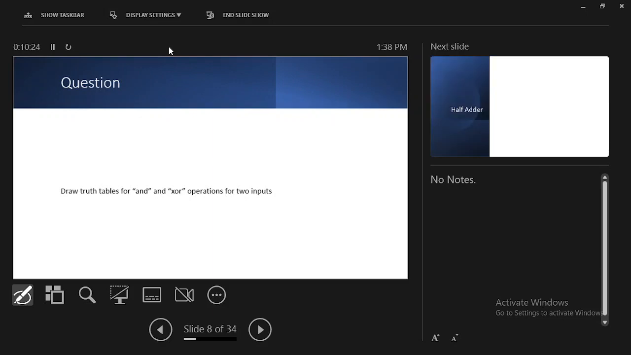You just draw the truth tables for AND and XOR operations for two inputs. We'll take an example, A and B, two inputs A and B. Just draw truth tables, AND operation and XOR operation.